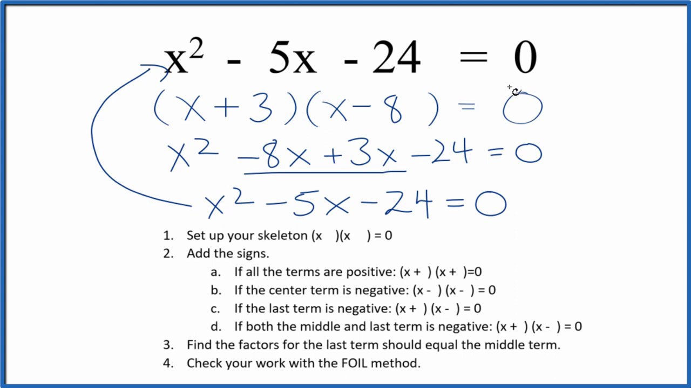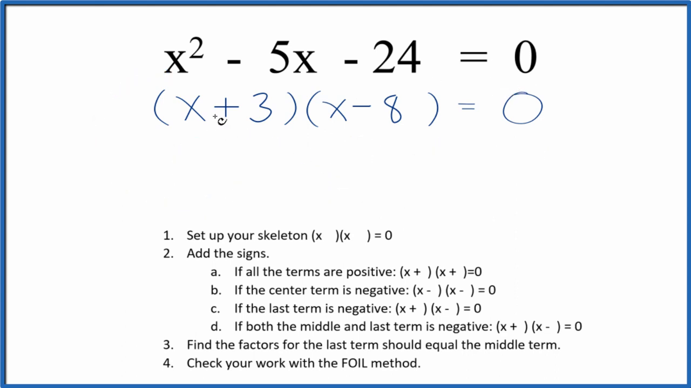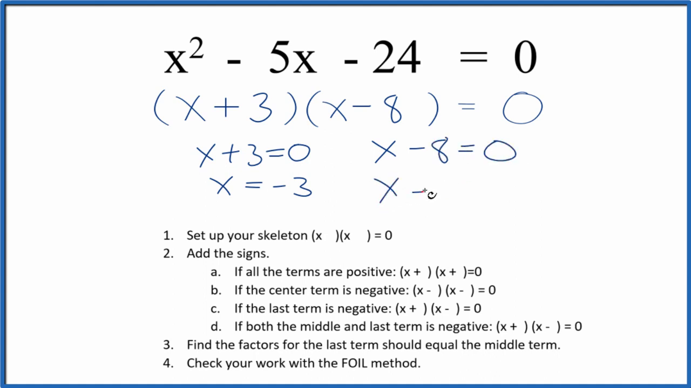0 equals 0, that's a true statement. So I could say x plus 3 equals 0, so x would equal a negative 3. X minus 8, that would equal 0, so x would equal a positive 8. If I put negative 3 in for x here, I do the math, this whole side will equal 0. Likewise, if I put 8 in for x, and I do the math, again, all of this will equal 0. So we've done this correctly as well.